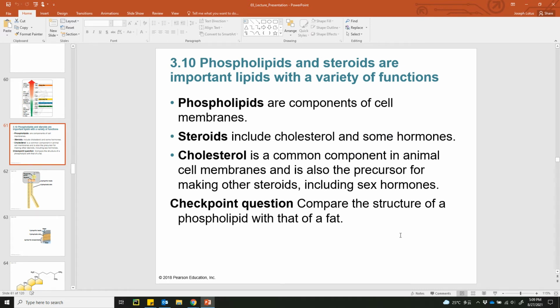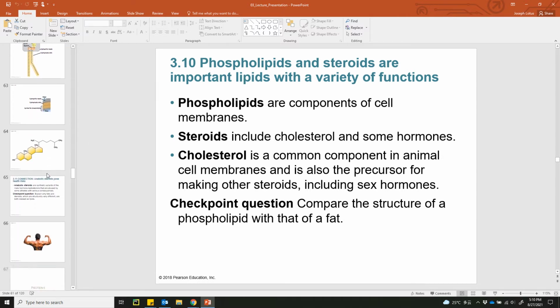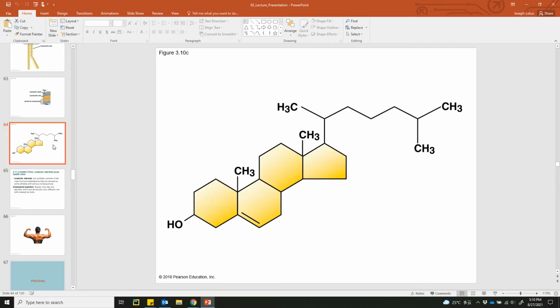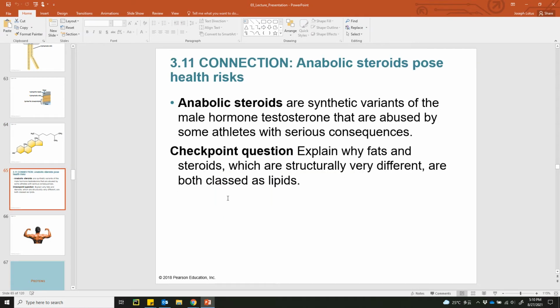There are also another category of lipids called steroids, like cholesterol and some hormones, which are molecules that work like chemical messengers in our body. There's also cholesterol. Cholesterol is found in animal cell membranes. It's also used to make the sex hormones, but cholesterol is important for keeping cell membranes fluid and it helps them move around a little bit better, which we'll learn about more in chapter 5. So, here's an example of a steroid.